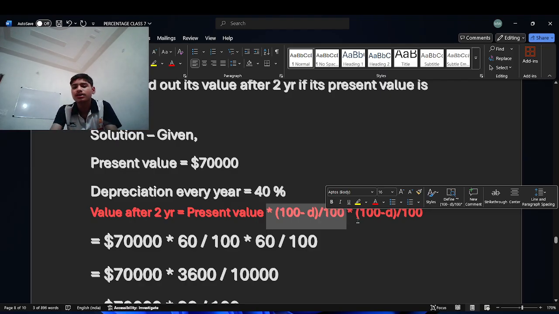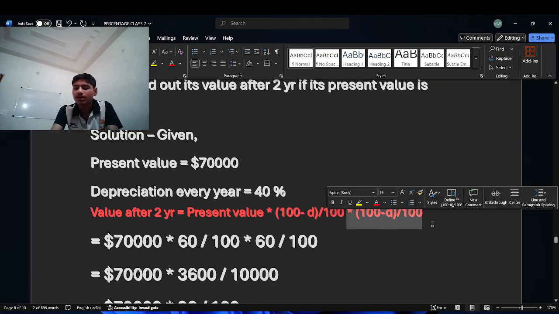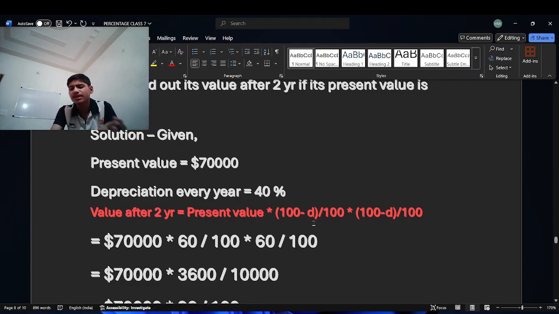For 1 year, it is into (100 minus d) upon 100. For 2 years, again into (100 minus d) upon 100. For 3 years, again you have to multiply by (100 minus d) upon 100. For 4 years, again the same, and so it continues.